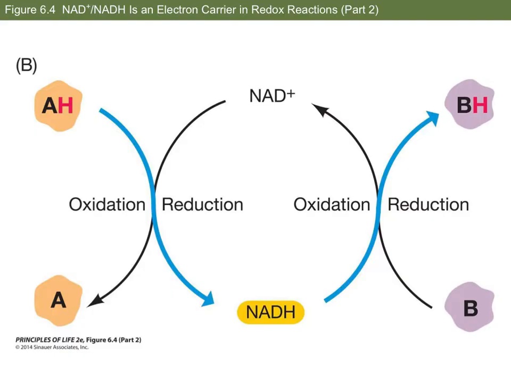NAD+ is capable of taking electrons away from molecules. Now remember that when an electron is taken, a hydrogen is taken as well. This process is called reduction. So you can see how NAD+ is reduced while another molecule is going to be oxidized. In this role, NAD+ is reduced to NADH as an electron carrier. And then we saw how NADH can be oxidized back into NAD+.